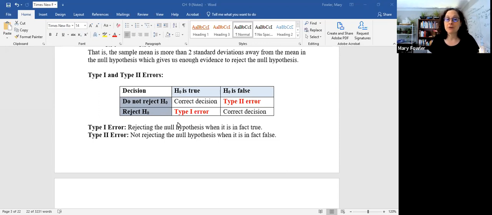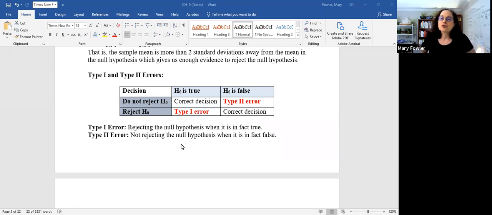The error that we make here is that we have rejected the null hypothesis when in fact it is true, and we will call that a type 1 error, and we will keep our eyes on it. It's a probability that we will use throughout hypothesis testing: the probability of the type 1 error.